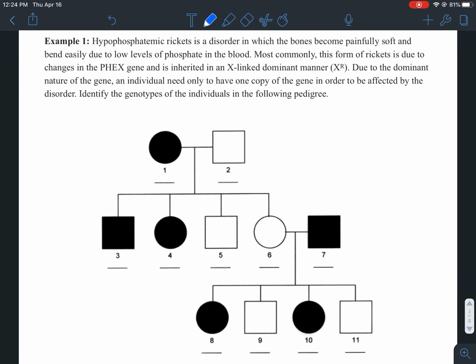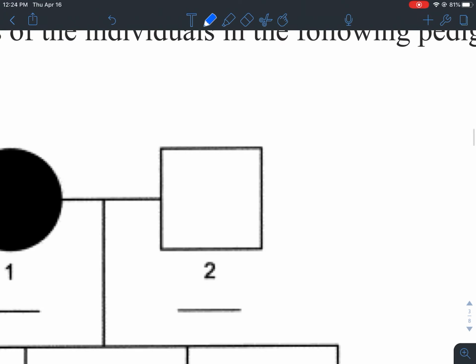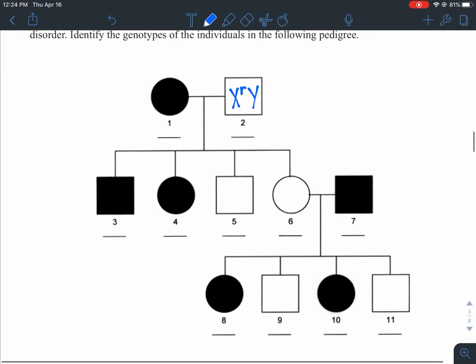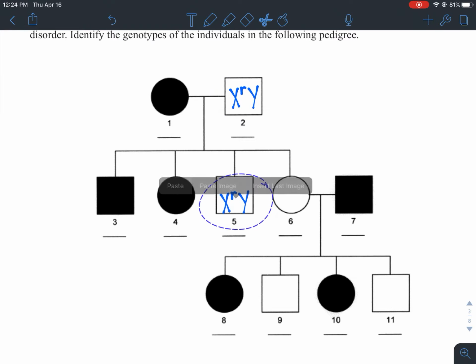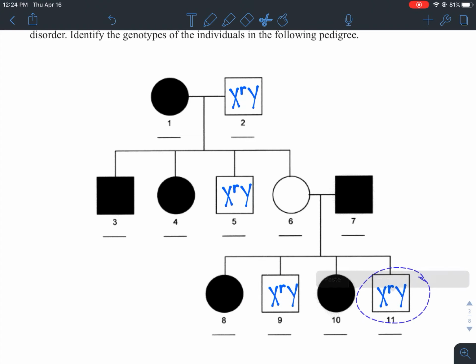And so when I'm filling this out, I like to start by looking at the males, because the ones that are not shaded are the ones that are normal in this case. So I'm going to start off with individual 2 and kind of just work my way around the pedigree. Individual 2 is going to be X lowercase r Y. Again, they do not have this trait, and so their one copy is going to be recessive. So I'm going to go ahead and copy that, and all of the males that do not have the trait are going to get that same genotype.